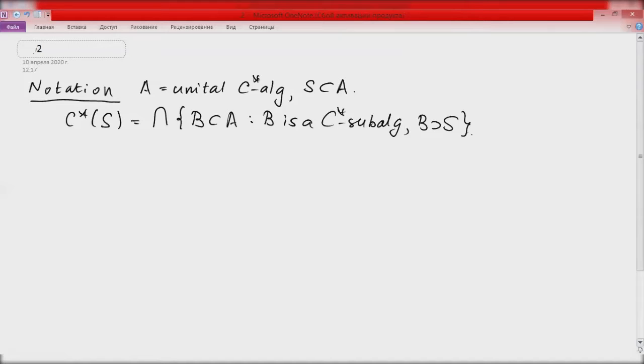So it's clear from this definition that C-star of S is a C-star subalgebra itself, because it's the intersection of a family of closed star subalgebras. And it is the smallest C-star subalgebra containing S. And we call it the C-star subalgebra of A generated by S.